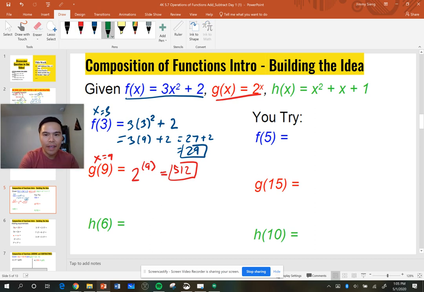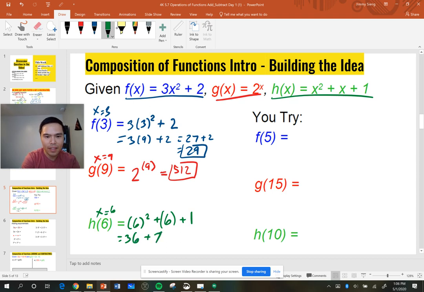All right, h of 6, that's when x equals 6 for the function h, right? So you take that h of x, you replace x with the number 6. In this case, we have here 6 squared plus 6 plus 1, which is just 36, plus 6 plus 1 is 7, right? 6 plus 1 is 7, and that gives me 43.